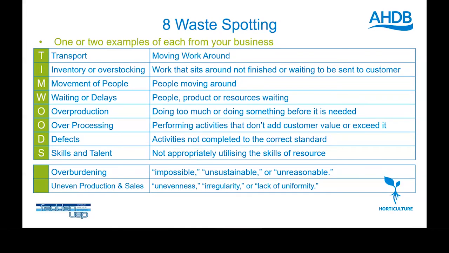Overproduction is doing too much or doing something before it's needed. Overprocessing is performing more activities than is required by the customer. Defects is about producing bad quality or having to check quality in. Skills and talent is about not appropriately utilizing the skills of the resource. I meant to say on the defects one, it's about trying to get quality right first time rather than checking quality in. And then we talked about overburdening and uneven production and sales.